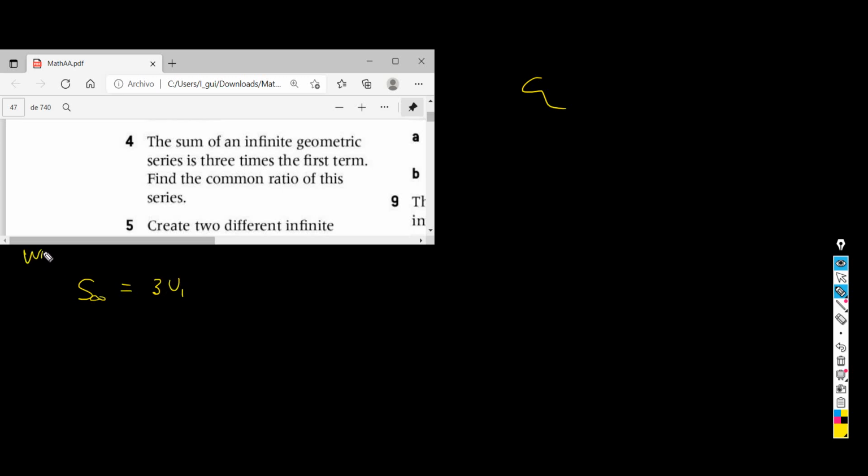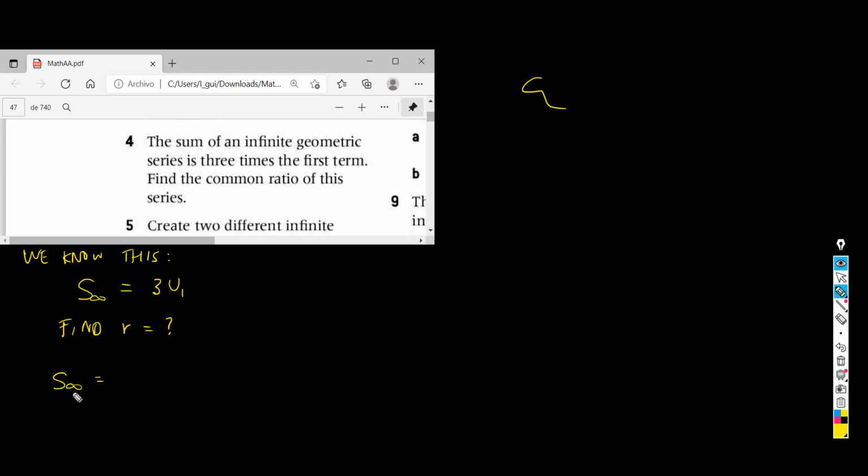Okay, we know this so far. Find the common ratio of this series. Find r. There doesn't seem to be enough information to solve this problem. But let's see, maybe knowing this is enough if we also include in the analysis what we know.